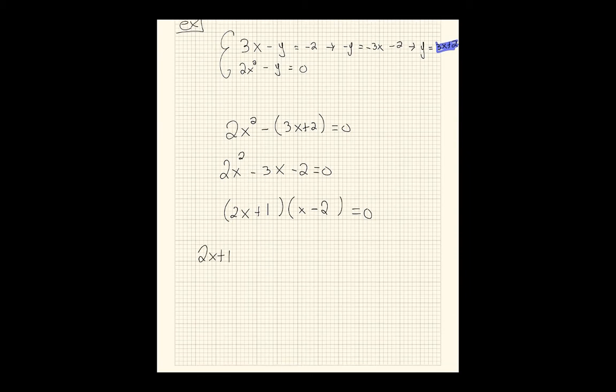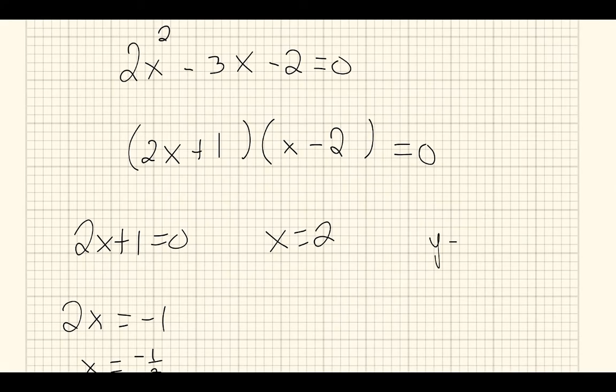So let's solve this. 2x plus 1 equals 0. 2x equals negative 1, or x equals negative 1/2. The other solution is x equals 2. And then what do we do with both of these? Looks like we're going to get 2 solutions. Plug them back into my equations up here.